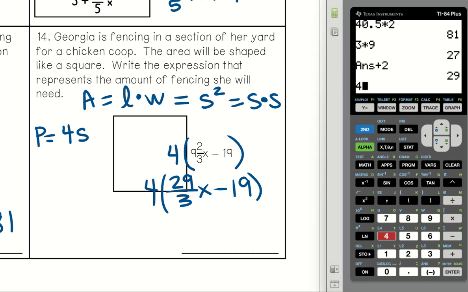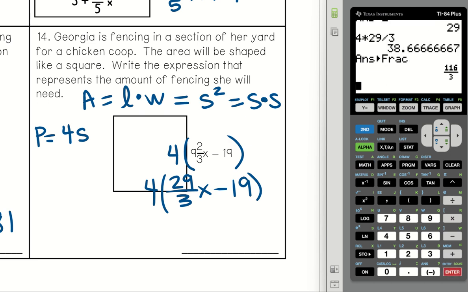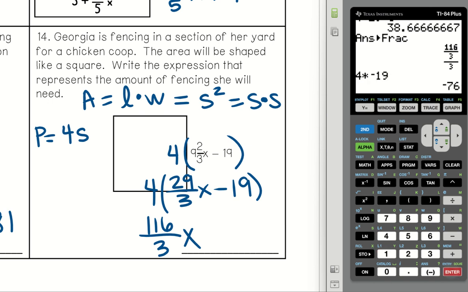So we need to do 4 times 29 over 3. And I'm going to do math, enter, enter. So this is 116 over 3 x. And then we're going to do 4 times negative 19, which is negative 76. So this would represent the amount of fencing that she would need, which is actually the perimeter of this square, not the area.